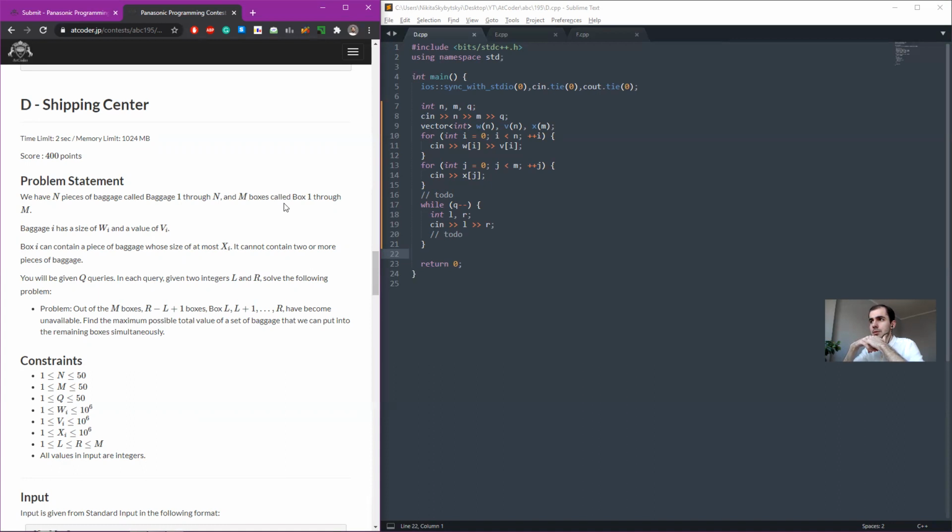Like sort them on weight? No, what do you sort on even? Obviously, each piece of baggage we're going to take is going to go to the box with the smallest size that it can go to. But then if we do it in a different order, it's not clear how we are going to proceed.